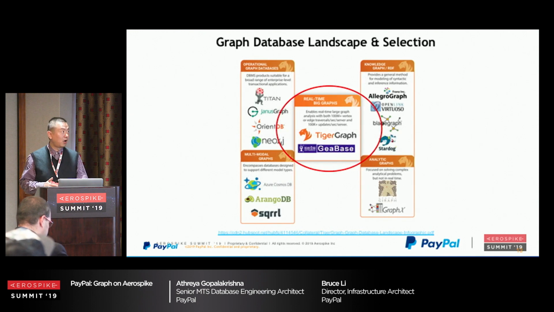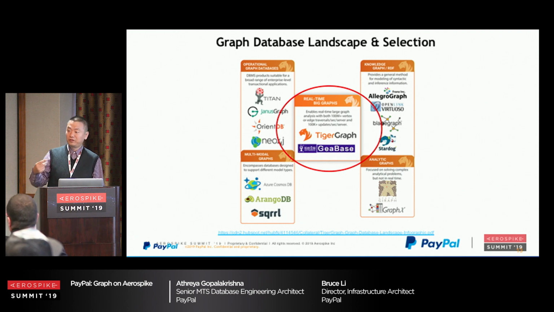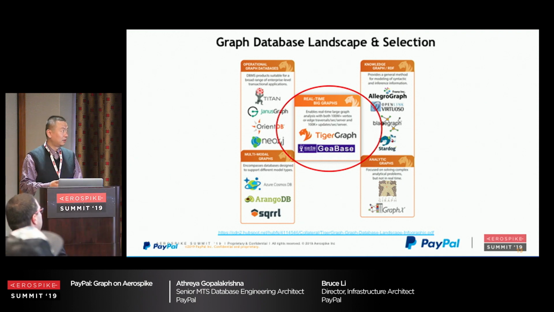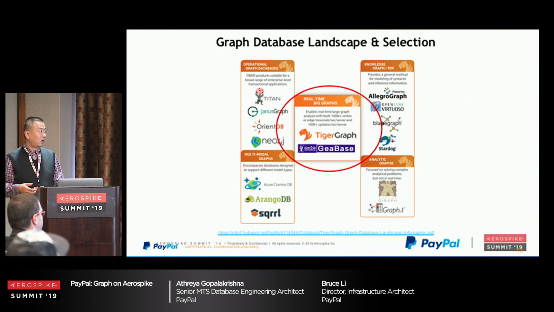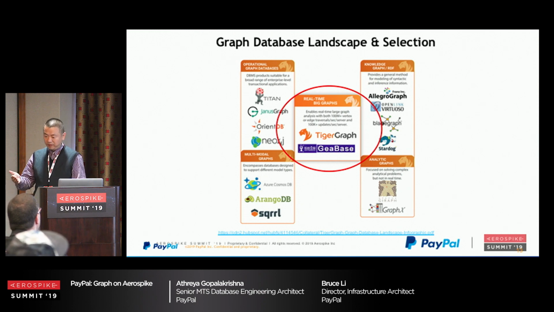If we look at the graph database landscape, as provided by TigerGraph, there are two interesting categories. One is the enterprise operational graph database, like Titan Graph, Janus Graph, OrientDB, or Neo4j. But they have their own problem. For example, Titan Graph and Janus Graph are mainly based on Cassandra, HBase, BerkeleyDB. The latency is too long, usually second level, right? So we need to look at the real-time graph category.